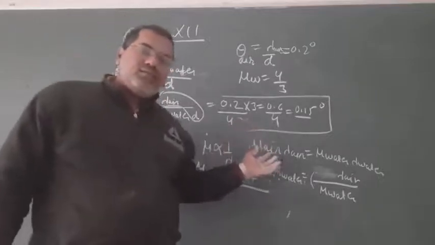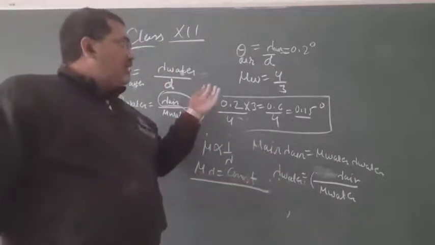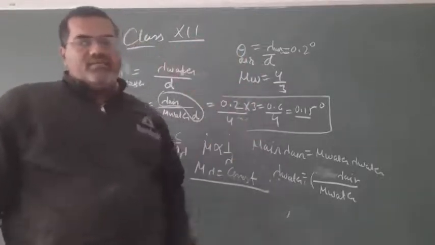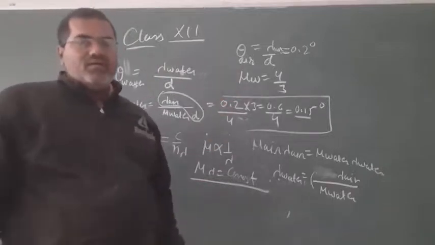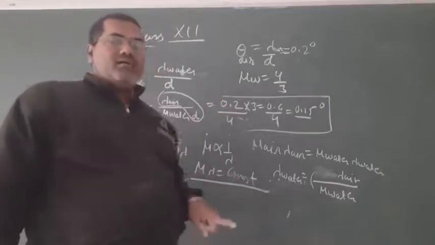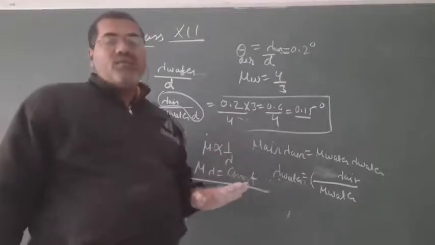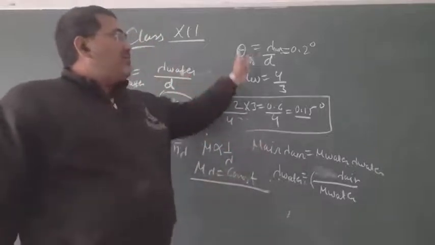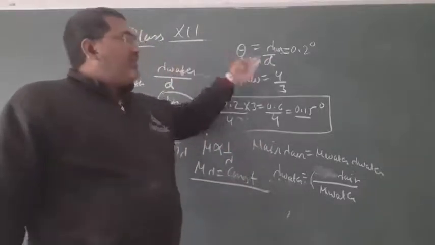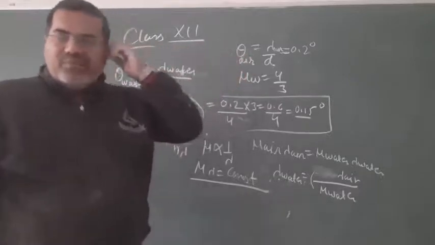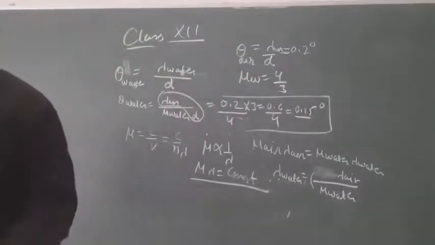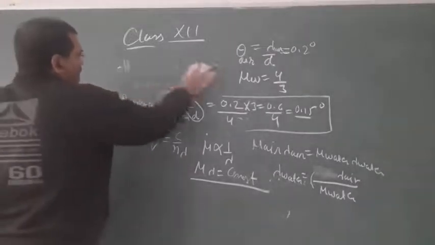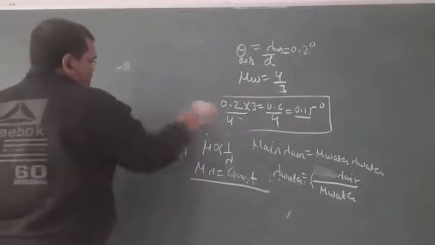So in water, the angular fringe width becomes lesser than the angular fringe width in air, because lambda will decrease in water and fringe width depends on lambda. Theta is directly proportional to lambda. As lambda decreases, theta will decrease, and vice versa. Okay, fine.